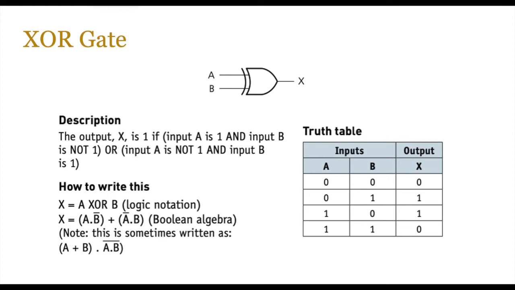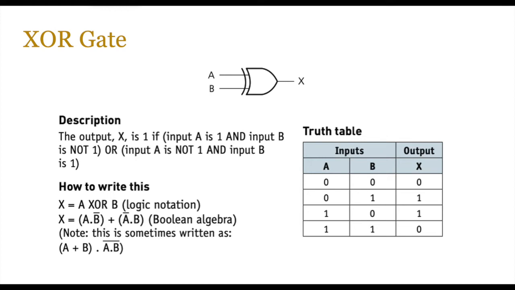and X is equal to A dot B not, plus, which is OR, A not and B. So it's quite complicated because you are trying to represent every logic condition that's possible in an XOR gate. Now there are different versions of writing this. You could also write it as A or B and A and B not.